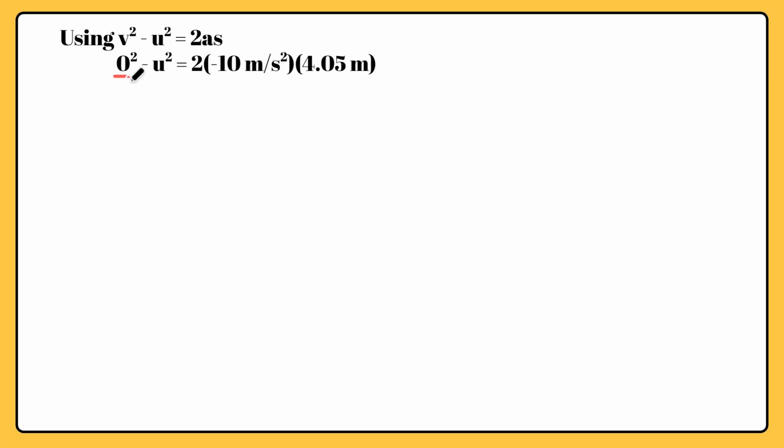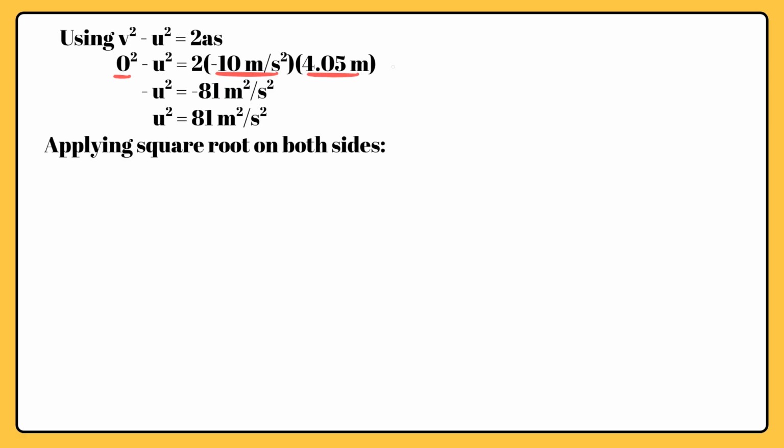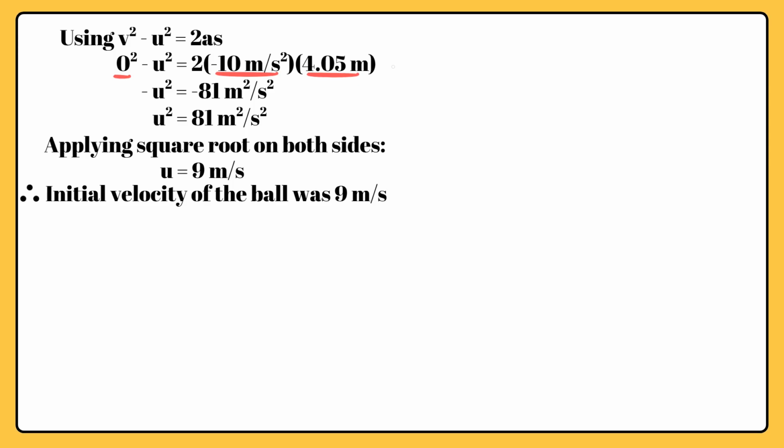We have seen that v is 0. Next, a is minus 10 meters per square second, and displacement is 4.05 meters. 0 squared is 0. So what we have is minus u squared is equal to minus 81 meters squared by second squared. Minuses on both sides get cancelled, and then we get u squared is equal to 81 meters squared by second squared. If we apply square root on both sides, we get u is equal to 9 meters per second. So the ball was thrown up with an initial velocity of 9 meters per second.